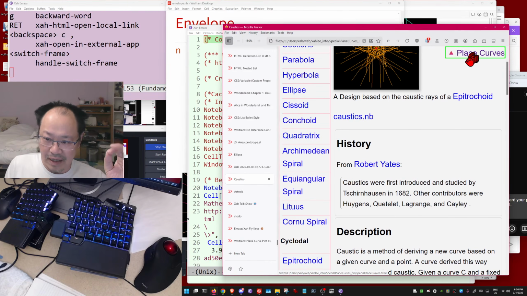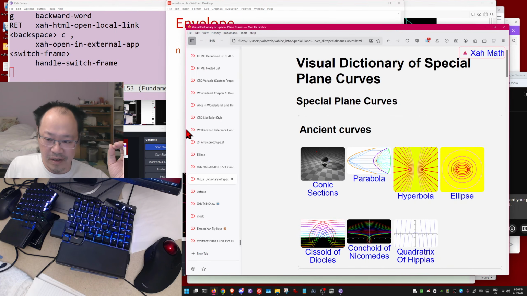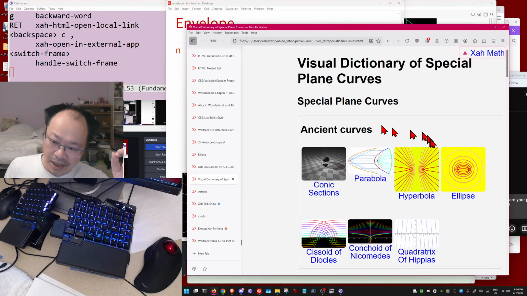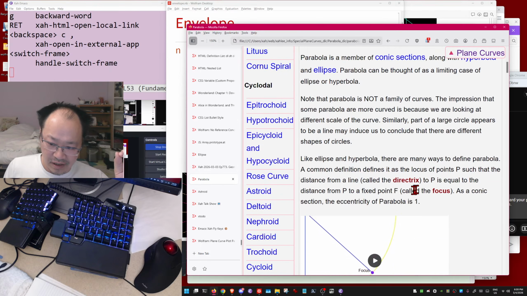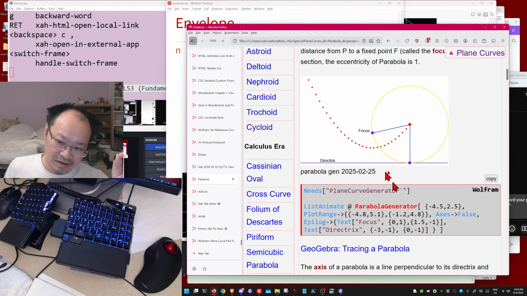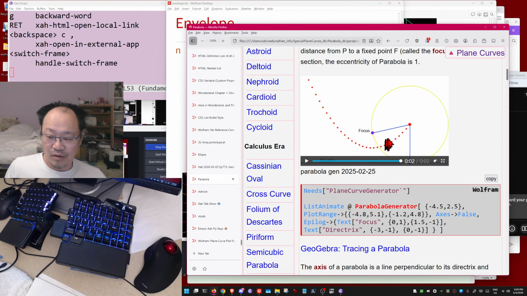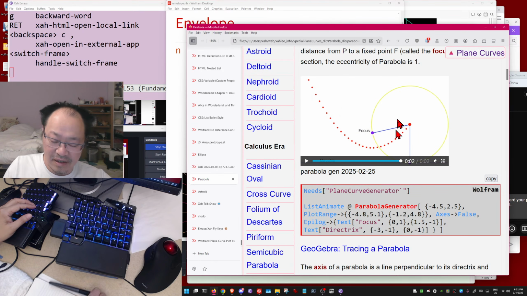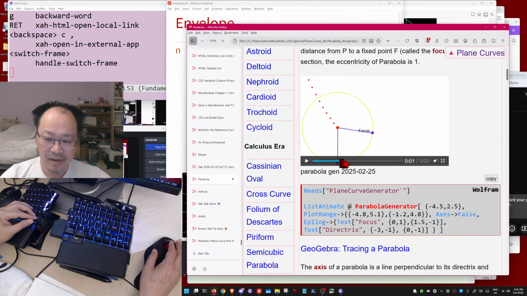The things we are talking about come from this visual dictionary of special plane curves. They explain many of the plane curves, their definitions and properties, visually. So you don't even have to know any mathematics. You can see and tell. See and tell. You see, this is the definition of a parabola. You should look at this and immediately understand the meaning of a parabola by looking at this closely. The meaning of a parabola.